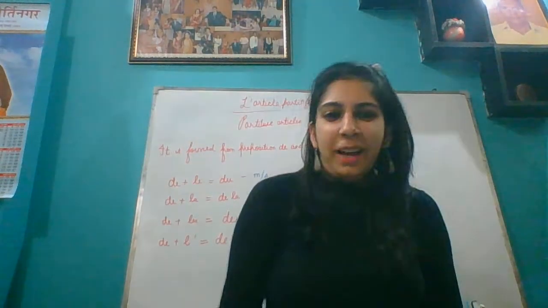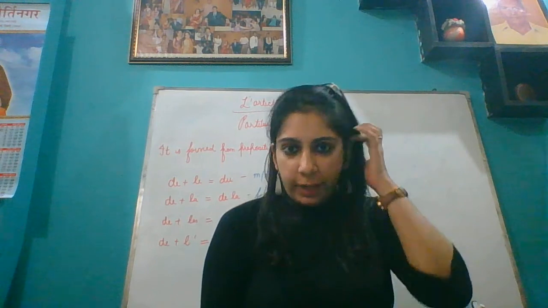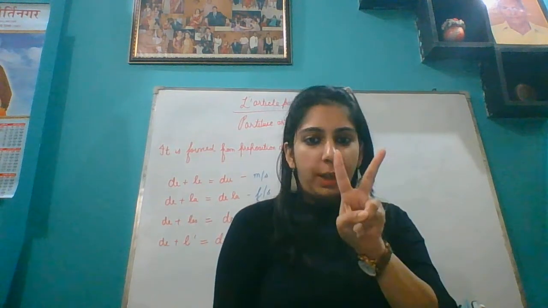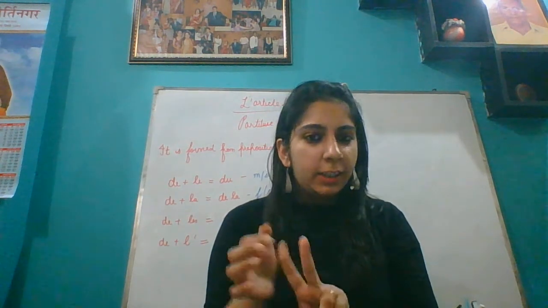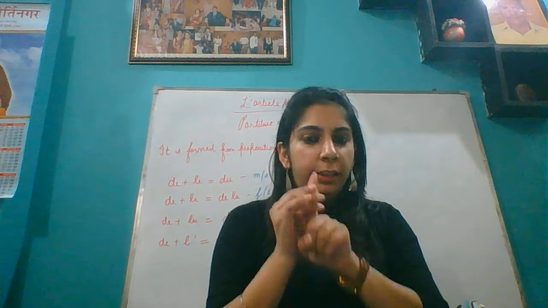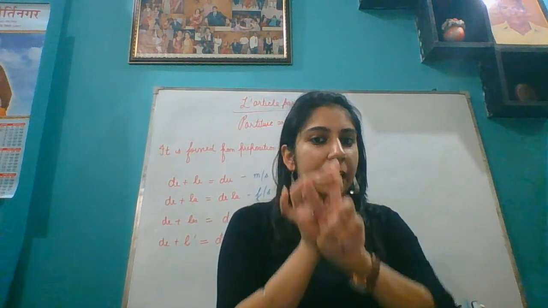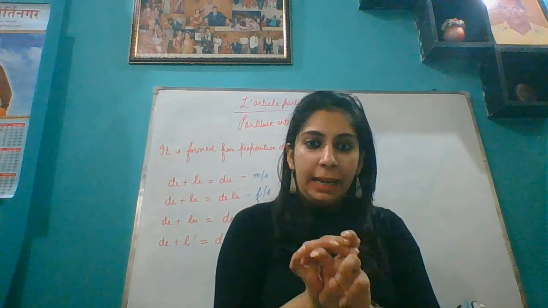Bonsoir, I'm back. In the last video, we talked about the articles in French, and we talked about two types of articles: indefinite articles and definite articles. The indefinite articles were un, une and des. And the definite articles were le, la, l apostrophe and les.